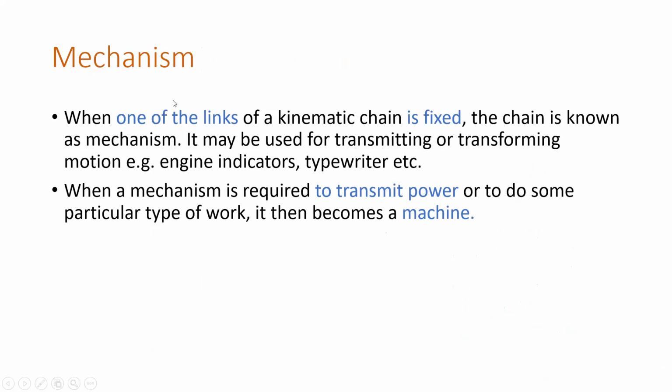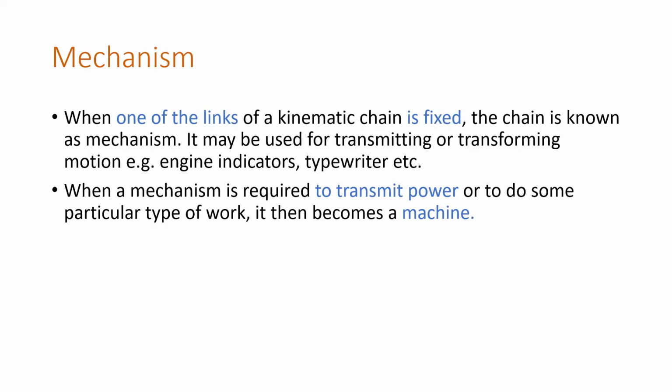Okay, so then let us see what a mechanism is. First we defined kinematic link, then kinematic pair, then kinematic chain. Now what is a mechanism? How do you obtain a mechanism from a kinematic chain? When one of the links of a kinematic chain is fixed. Fixed means you have to make it stationary with reference to ground.